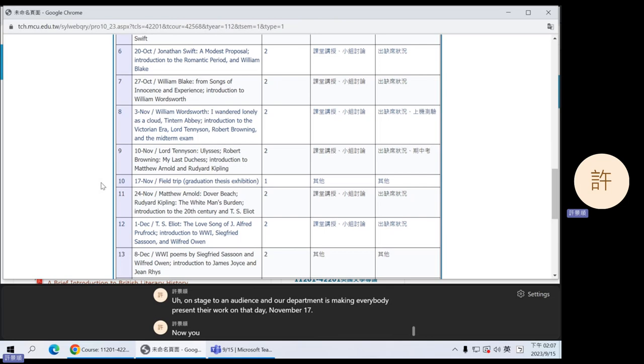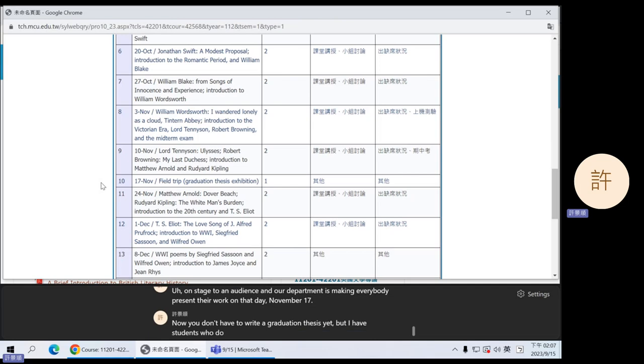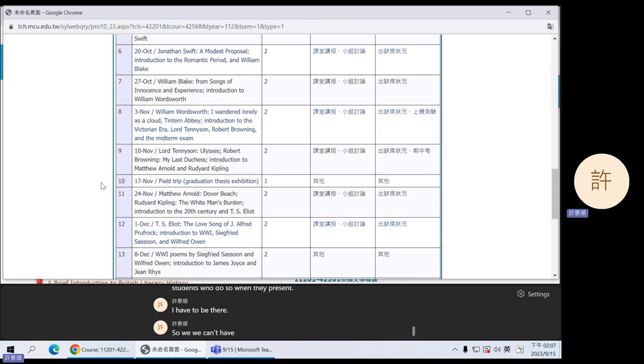Now, you don't have to write a graduation thesis yet, but I have students who do. So when they present, I have to be there. So we can't have a class. At the same time, the department is not letting us change the day of the class. So we have to have a class, but I can't be there. So the answer is you guys have to come find me.